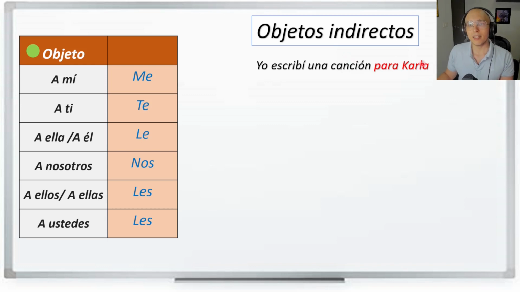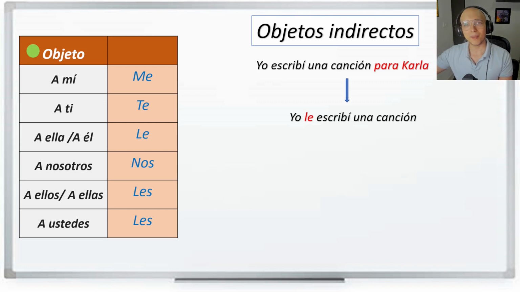So Carla is a female noun. So we substitute for le. And we put it before the verb. We say, yo le escribí una canción. One more time. Yo le escribí una canción. I wrote her a song.